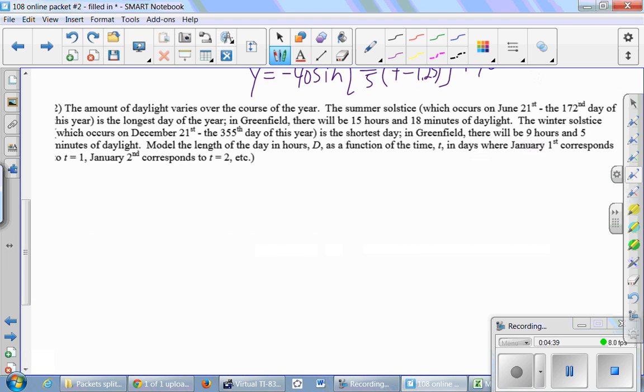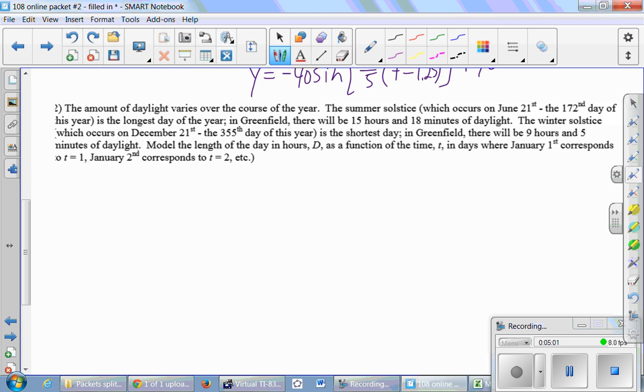2. The amount of daylight varies over the course of the year. The summer solstice, which occurs on June 21st, the 172nd day of this year, is the longest day of the year. In Greenfield, there will be 15 hours and 18 minutes of daylight. The winter solstice, which occurs on December 21st, the 355th day of this year, is the shortest day. In Greenfield, there will be 9 hours and 5 minutes of daylight.